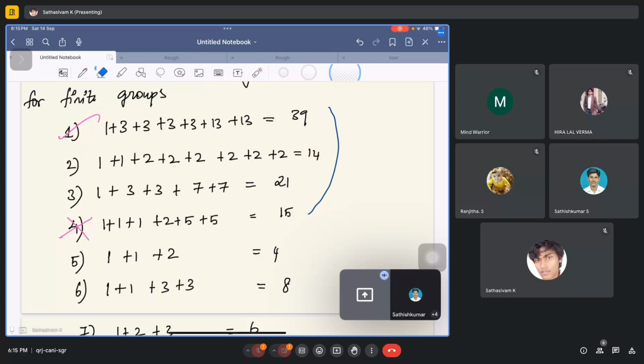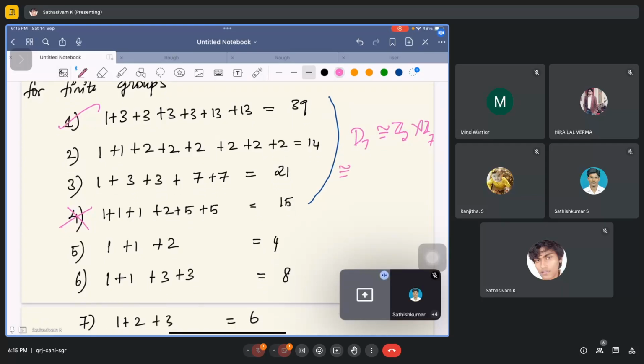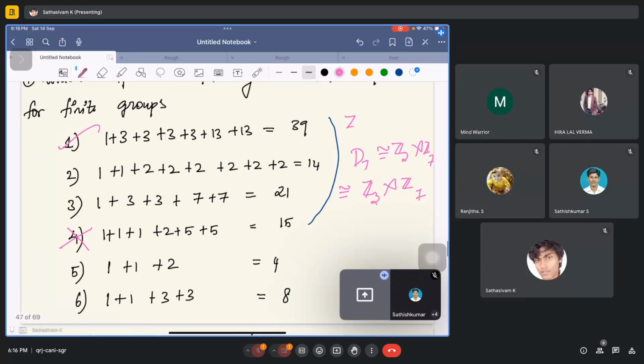I can write it here. It will be D7. It is a D7, but actually you can also write this as isomorphic to Z2 semi-direct product. Also, you can write 21 as Z3 semi-direct product Z7. Here also you can write it as Z3 semi-direct product Z13.